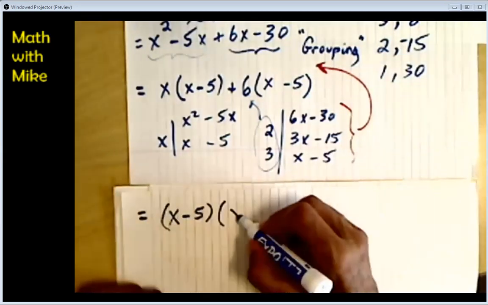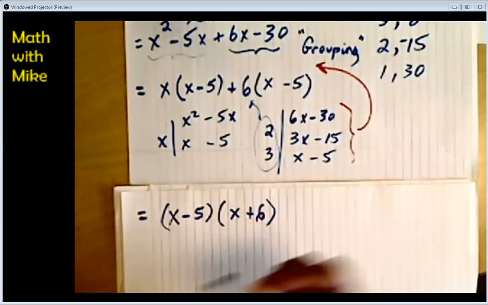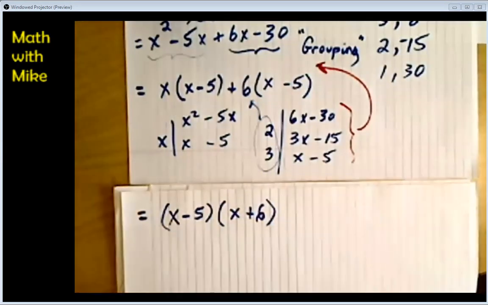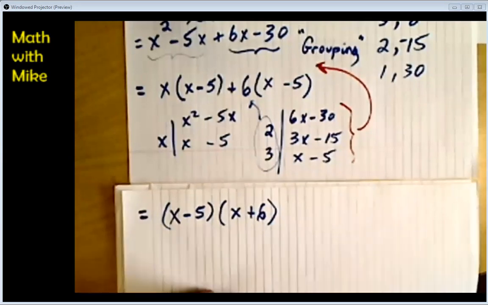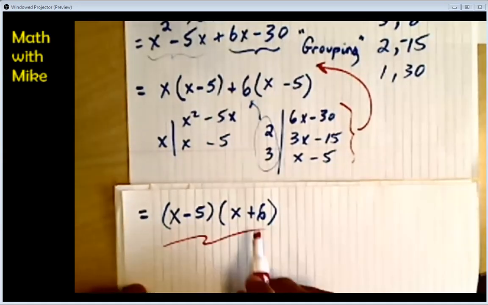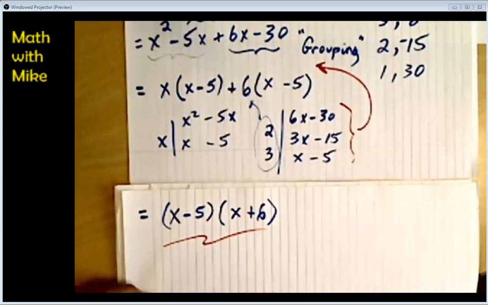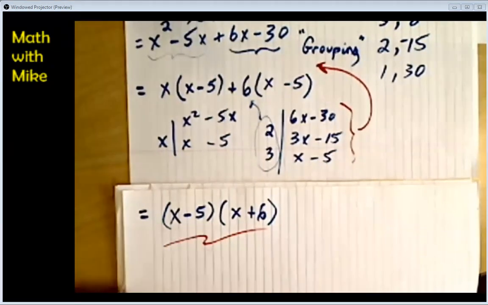Right. So that creates now the final result like that there. Okay, so we can do the same. So that gets the answer. If you wrote x plus 6 first and then x minus 5, that's fine. No, the order doesn't matter. That's okay.